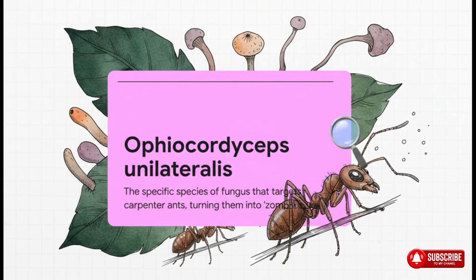Now, Cordyceps isn't just one thing. It's a huge genus, a massive family of fungi with over 600 species. And here's the kicker. Each one is a specialist, targeting its own specific insect host. But the one we're talking about, the one that's become so famous for this zombie ant phenomenon, is Ophiocordyceps unilateralis, and it has absolutely perfected the art of hijacking the common carpenter ant.